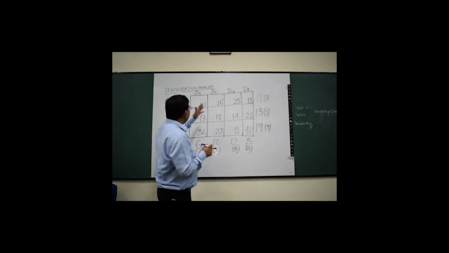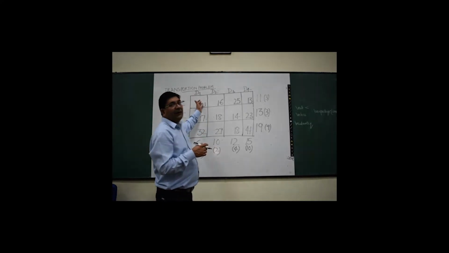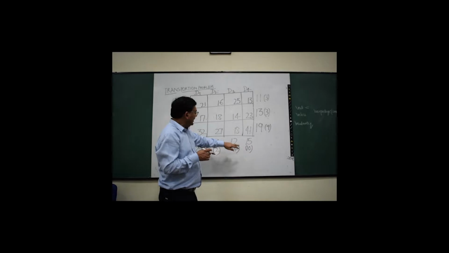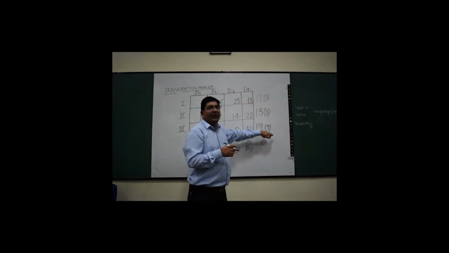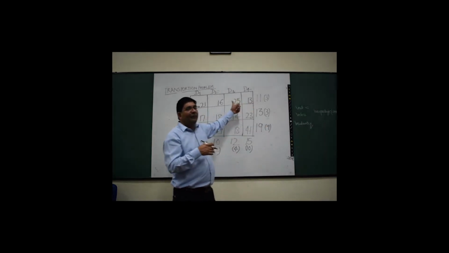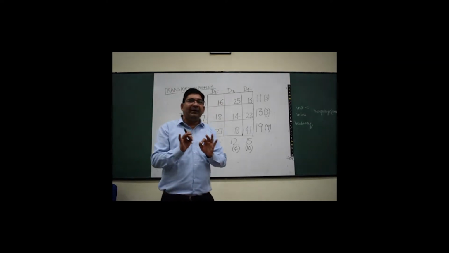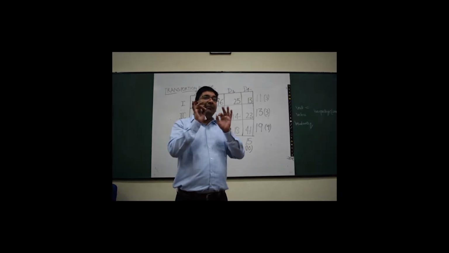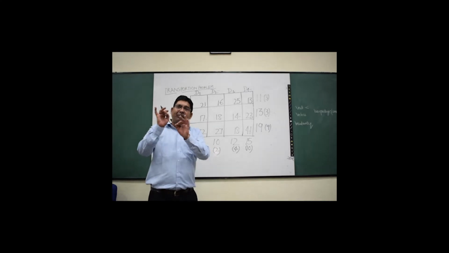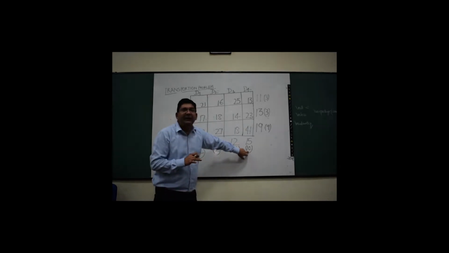Now, what I have told you, your first step in Vogel's approximation method is to find the difference of the minimum and next to minimum per unit cost in each row and each column. We also call these penalties. Our next step is to find the maximum penalty, the maximum difference of minimum per unit cost and next to minimum per unit cost. So the maximum difference is 10.